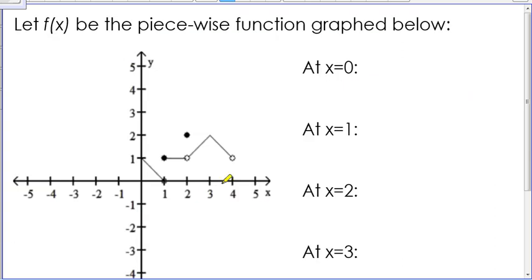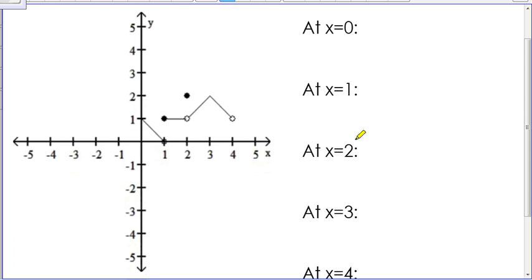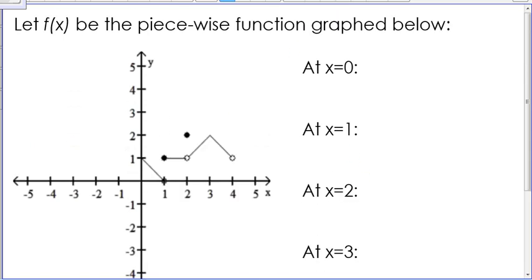All right, so let f of x be the piecewise function graphed below. If we're looking at this piecewise function, we want to find the limits at each of these values and find out if they exist. So the first one, we've got 0. We're going to check the left-hand and the right-hand side.